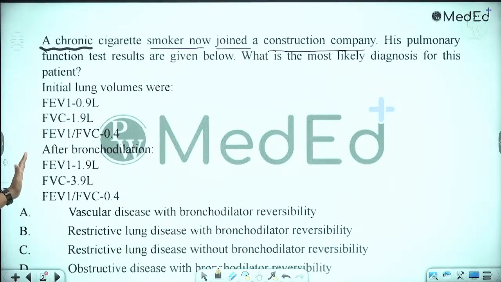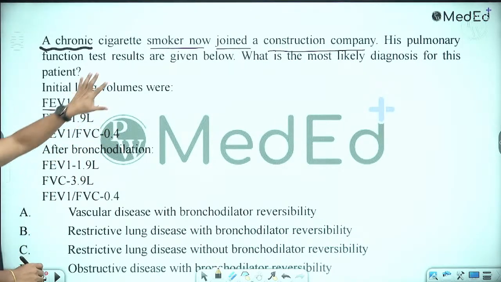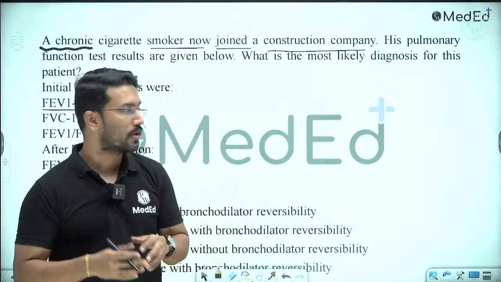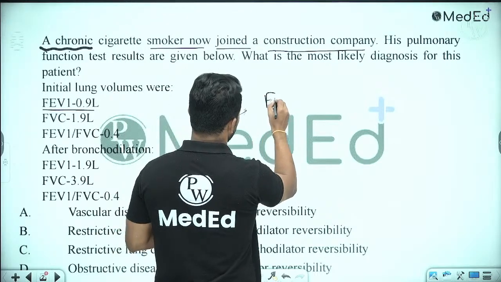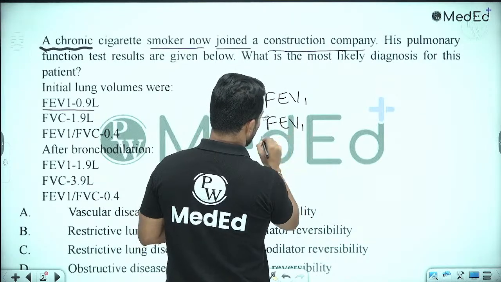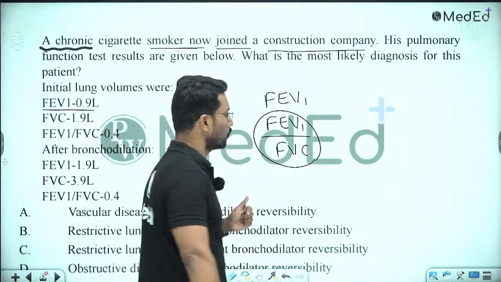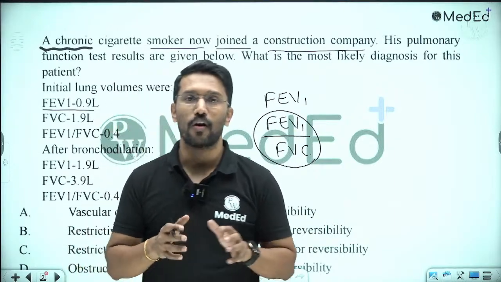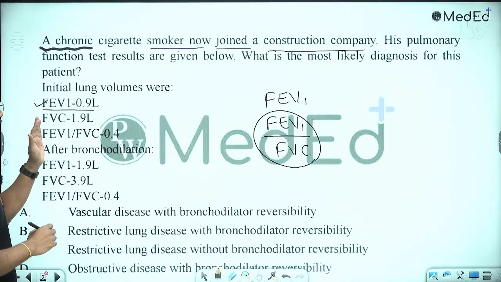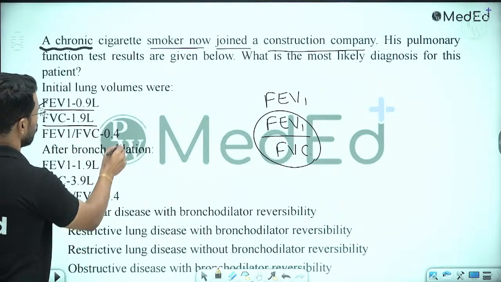Okay, look at the lung volumes. His initial lung volumes were FEV1 0.9 liter, right? When someone presents with chronic respiratory complaints, what is my area of interest on a PFT? It will be primarily FEV1, then FEV1 by FVC ratio. Mainly I'm looking at the FEV1 by FVC ratio to decide whether I have a restrictive or obstructive lung disease. Here the initial FEV1 was 0.9 liter and FVC was 1.9 liter. FEV1 by FVC ratio was 0.4.